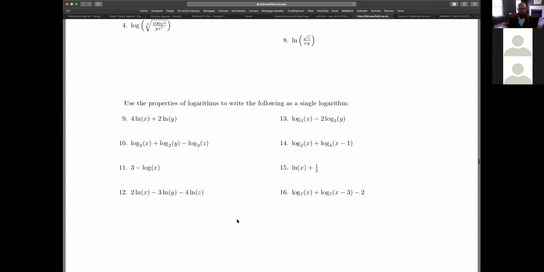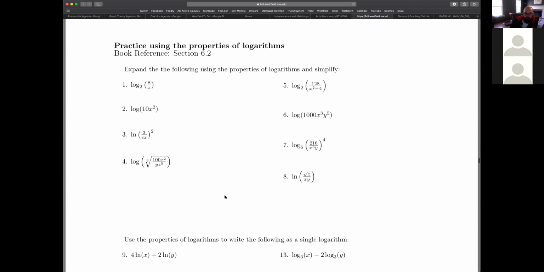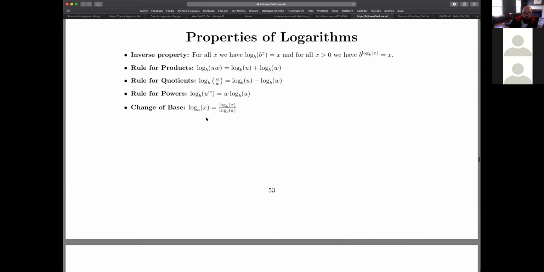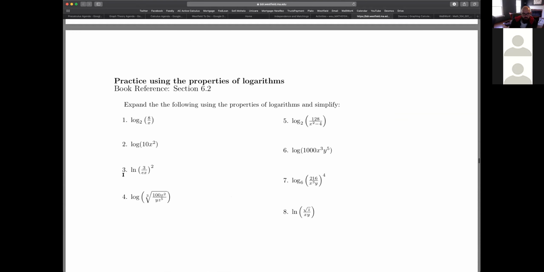So what we have down here is a page of examples. We've got about 2 minutes, so I'll walk through what we would see for number three. What we're going to do is use these five rules to manipulate our logarithmic expressions. And then on Thursday, we'll see how this can help us solve logarithmic equations. So I'll go through this one with our last 2 minutes here. Let me write it down, and then we'll call it a day.